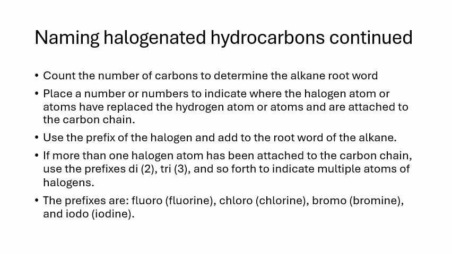If more than one halogen atom has been attached to the carbon chain, use the prefixes di for 2, tri for 3, and so forth to indicate multiple atoms of halogens. The prefixes are fluoro for fluorine, chloro for chlorine, bromo for bromine, and iodo for iodine.